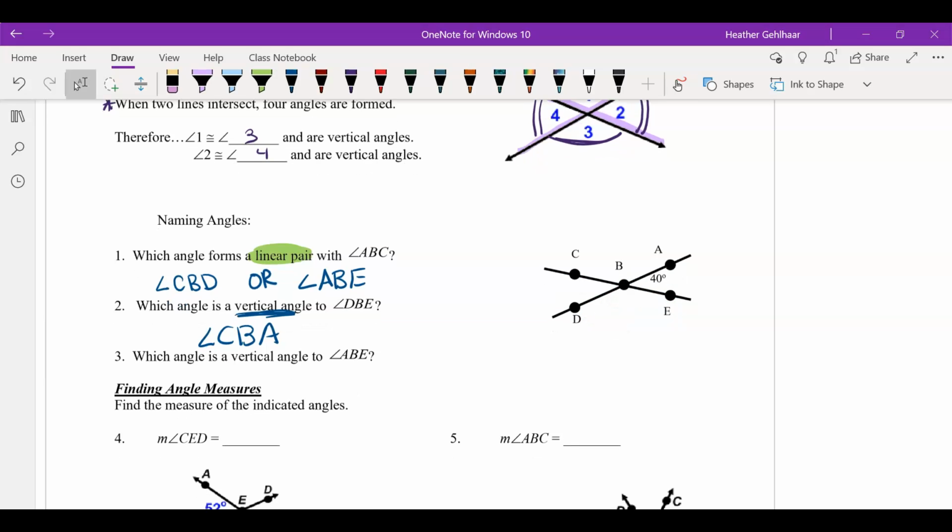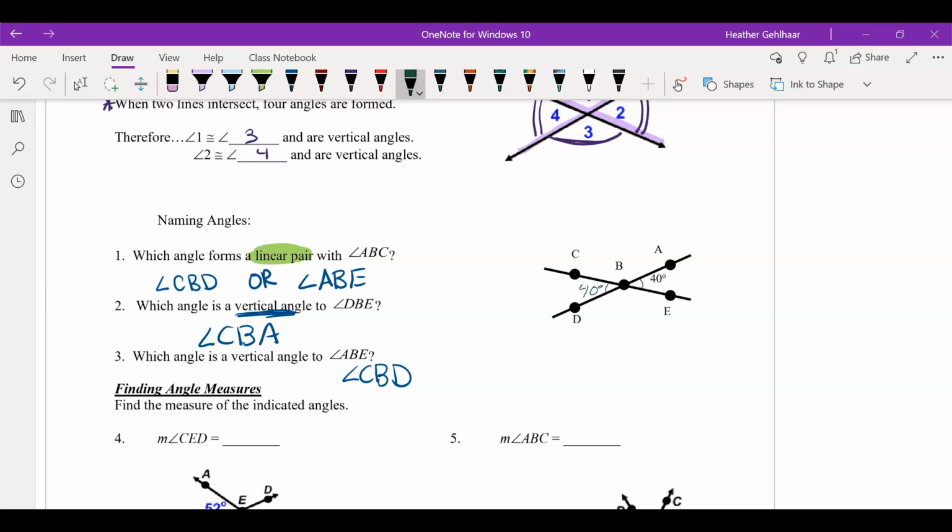So which angle is a vertical angle to ABE? So ABE, oh, well, we know that it's going to be here, CBD. Right, so those two would be congruent. So let's put here angle CBD. Now, a little bit more into this problem, we're given that angle ABE is 40 degrees, which means these two we know are congruent to each other, so CBD is also 40 degrees.